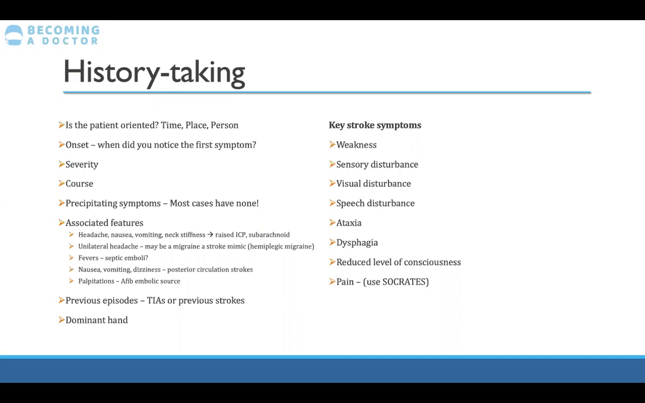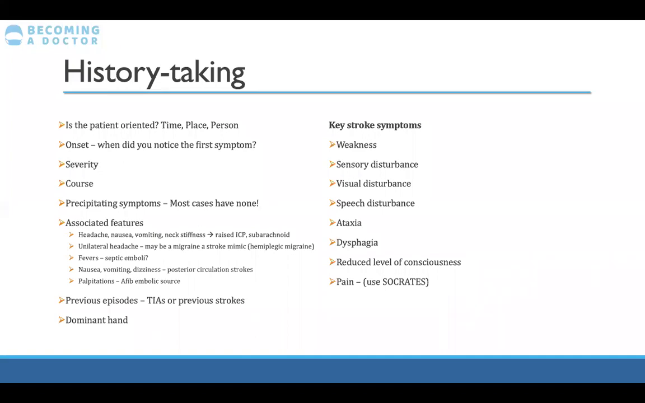Do they have a unilateral headache? A good stroke mimic is a migraine. There are things called hemiplegic migraines, which are severe migraines that cause symptoms similar to a stroke with motor weakness and sensory problems. So look out for any headaches that a patient might have.